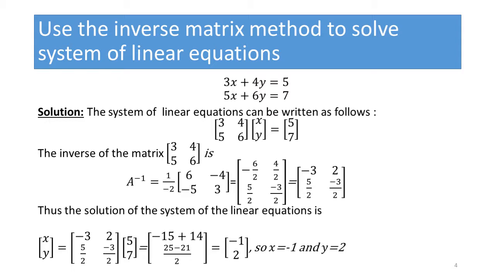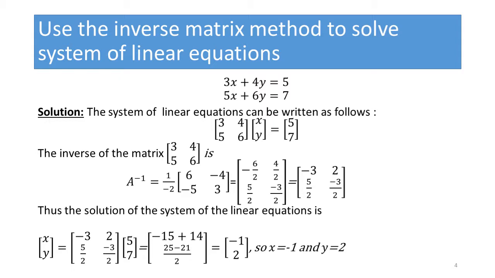Use the inverse matrix method to solve the system of linear equations. So this will be the question, and they give you two equations, 3x plus 4y is equal to 5 and 5x plus 6y is equal to 7. Now I want to solve this and I have to find the value of x and y by using the inverse matrix method. So now let us write the answer. Solution. The system of linear equations can be written as follows.